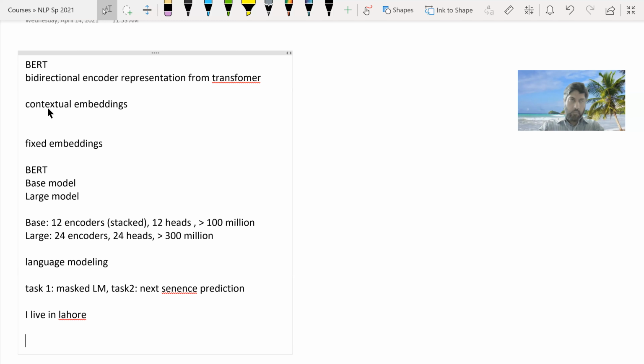So to ensure bidirectionality, or to ensure information from the left and the right side, they came up with an interesting idea. So let's say I have that sentence, I live in Lahore, and I mask the word in. So now this is my sequence. So the word in is masked, and we'll discuss how they mask it. Mask means that it's hidden. And this is the word that we actually want to predict.